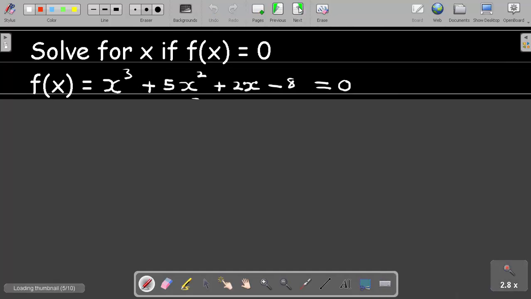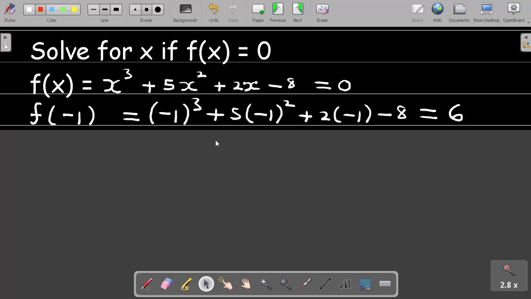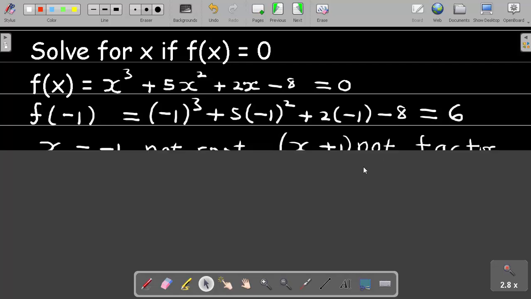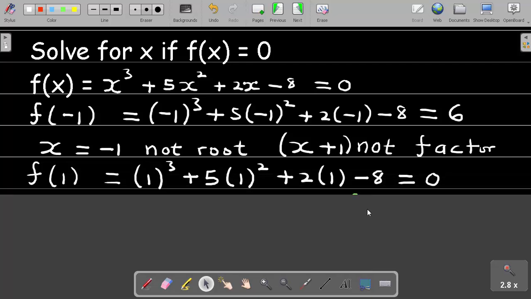Now again they say solve for x if f(x) equals 0. So I first equate to 0 like this. Now I'm going to choose numbers again to see which one gives me 0, like we said before. If I try putting negative 1, I don't get 0 but I get 6, so I proceed to try. Now if I put positive 1, fortunately I get 0 here, as you can see.